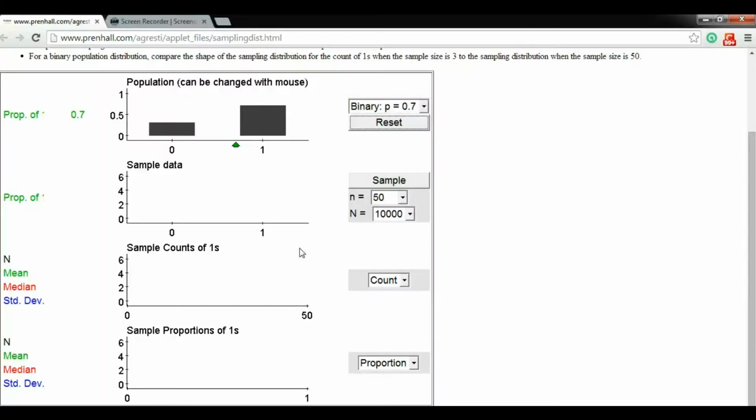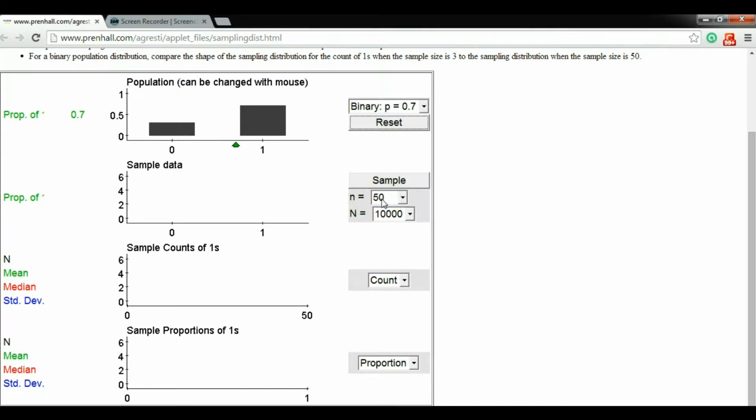Alright, so we're looking at a sample distribution for a proportion again. So we're going back to our applet, and I just want to go over some things. In our situation here, we know that 70% of our population has some attribute. Okay, so we're going to sample from that population, and our n size is 50.